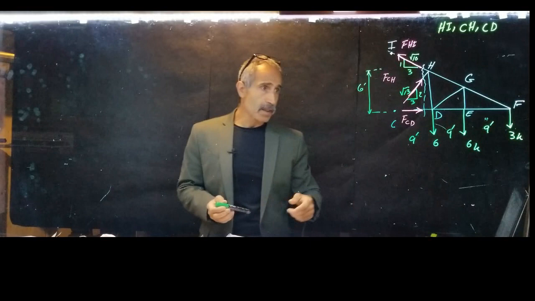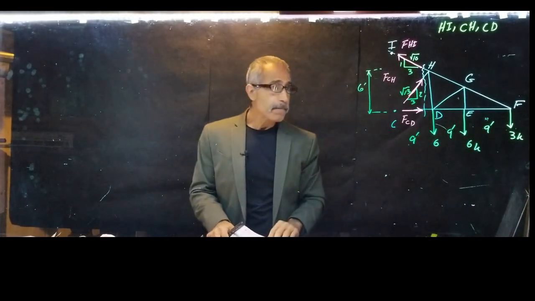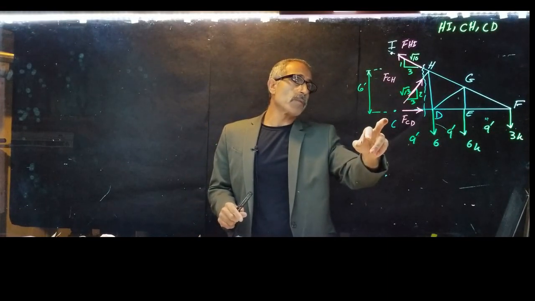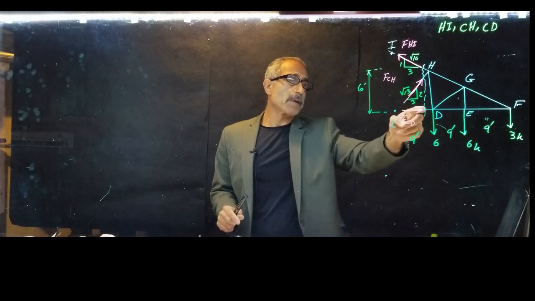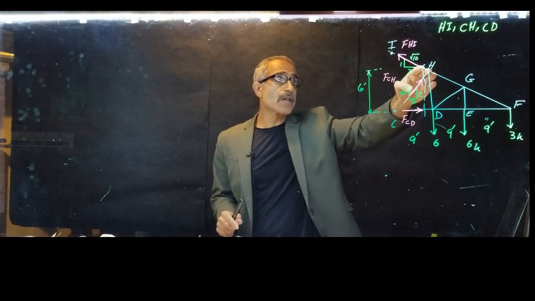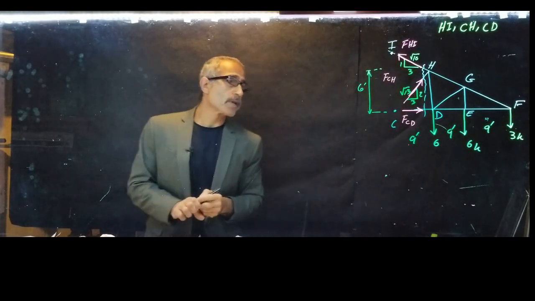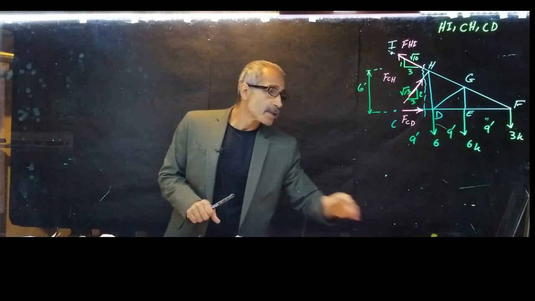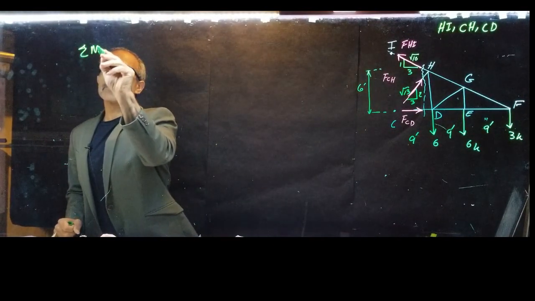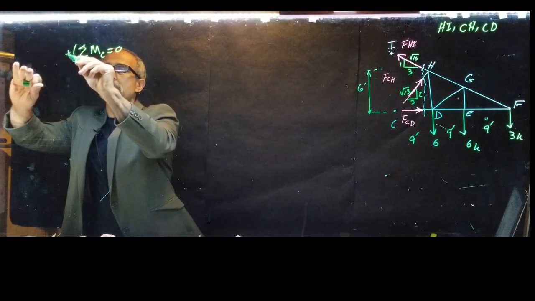First, what I want to do is take a moment about point C right here. If I take a moment about point C, then I'm going to eliminate this force and this force. All I have left is this one, which has both a vertical component and a horizontal component. So, okay, let's do summation of moments about point C equals 0. Let's go counterclockwise as positive.